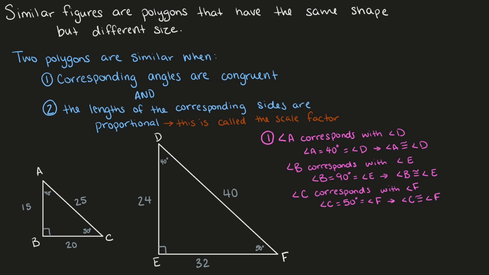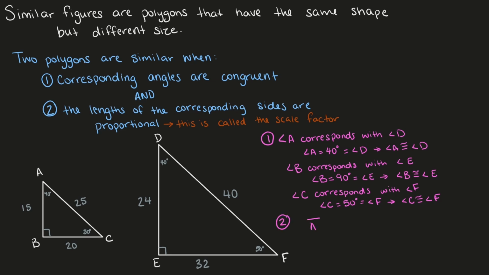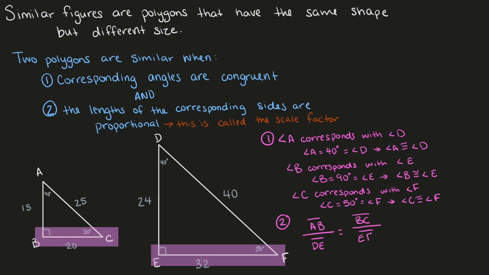The second step is to check the lengths of the corresponding sides and confirm that they are proportional. When we do this, we're basically going to set up a couple of fractions to see if they are equal to each other. So we're going to do AB, which corresponds with DE, is that equal to BC over EF, which are corresponding sides. We want to make sure that we're using the same triangle in our numerator and then the same triangle in our denominator. So in our numerator, we have our smaller triangle. In our denominator, we have our bigger triangle.